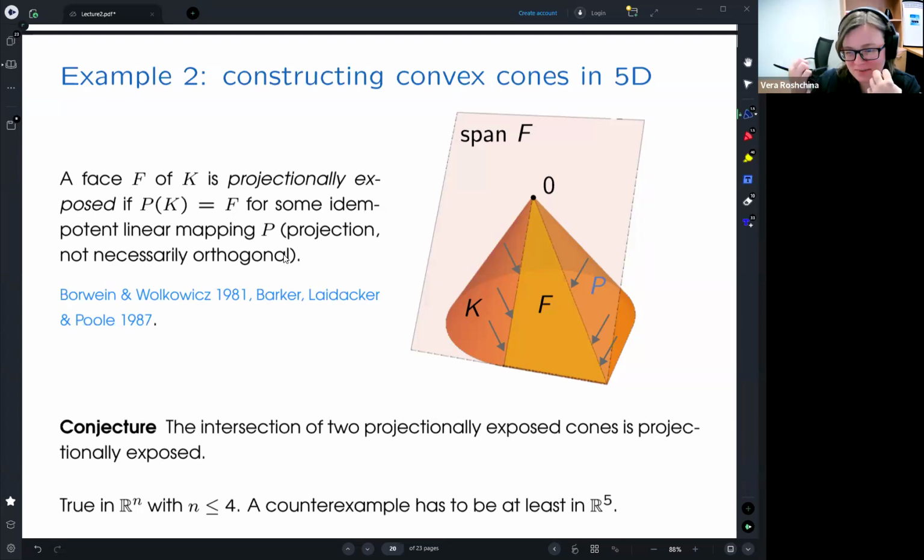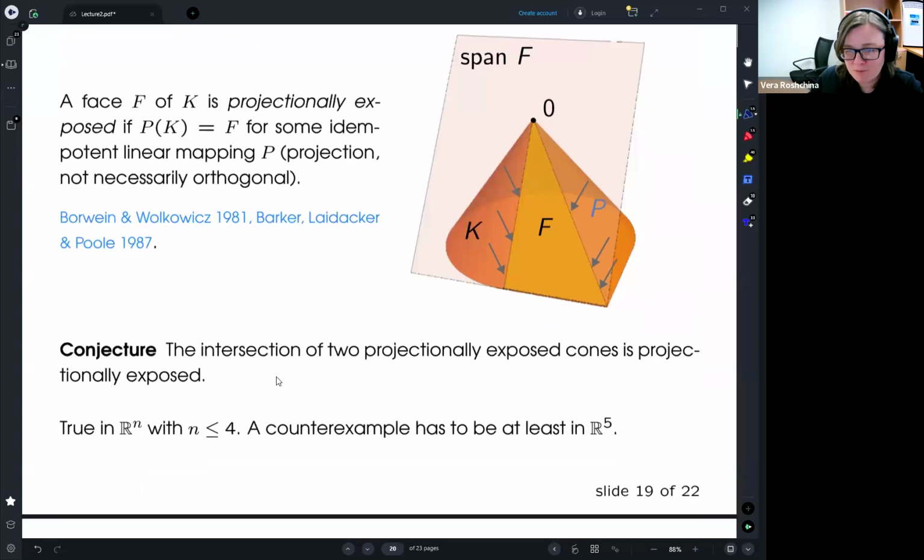And we had a conjecture that the intersections of projectionally exposed cones are projectionally exposed. That's actually related to representation problems, because still until now, we don't know if spectrahedra are projectionally exposed. We know that the cone of positive semi-definite matrices itself is projectionally exposed, but we don't know if we intersect the cone with a linear subspace, whether that thing is projectionally exposed. And that, of course, is important for understanding what can be represented through what kind of objects.